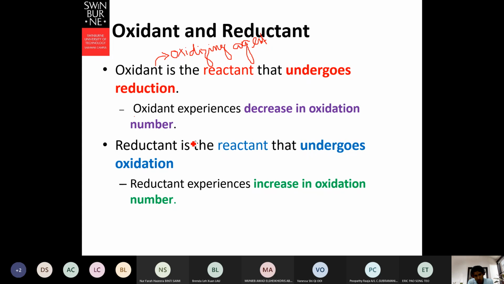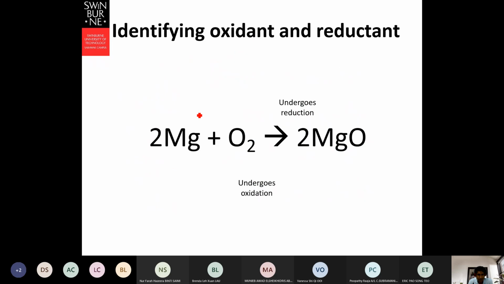Oxidation and reduction reaction, OIL RIG: oxidation is losing of electrons and reduction is gaining of electrons. But when oxidation is happening, someone else is facilitating it. A reductant is actually helping the oxidation reaction to go on. So we need to be careful in realizing these things: oxidation, reduction, oxidant and reductant.